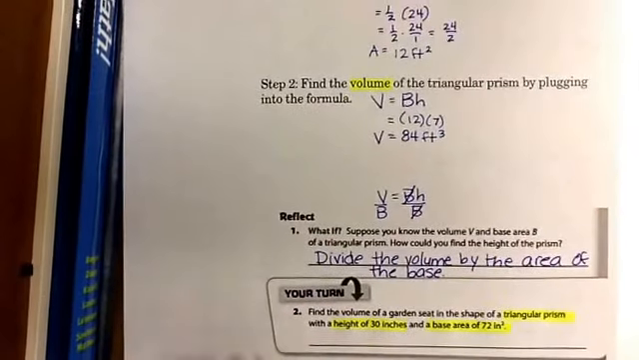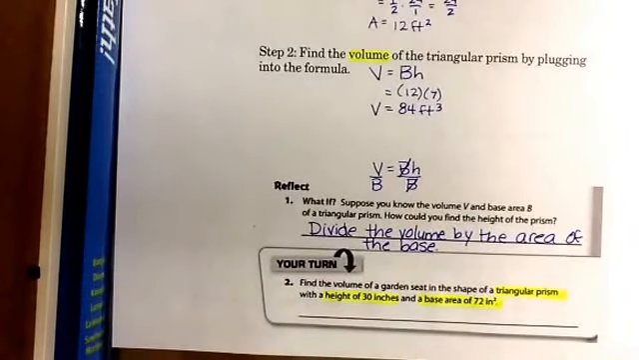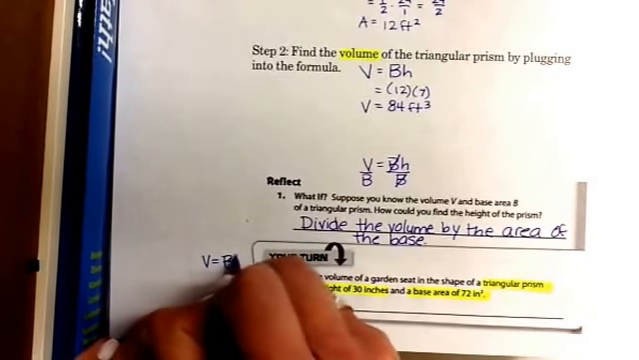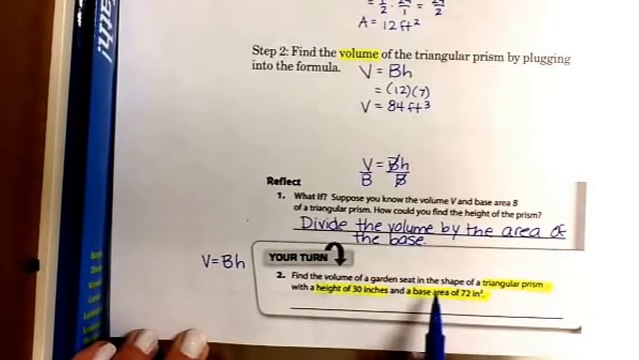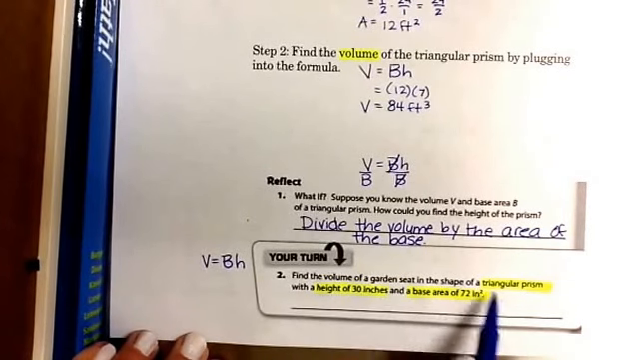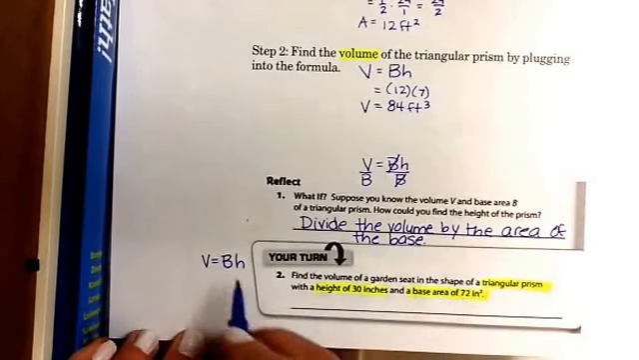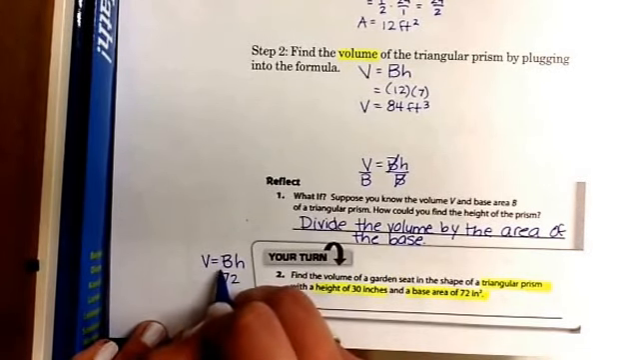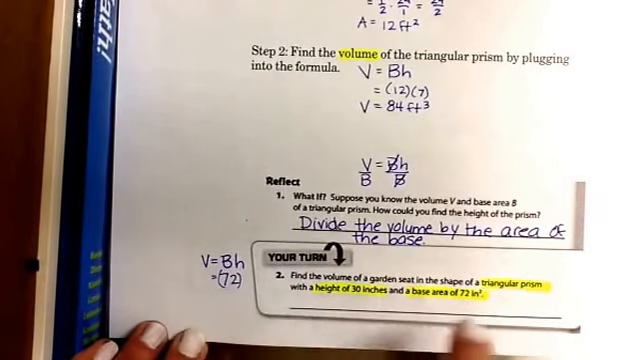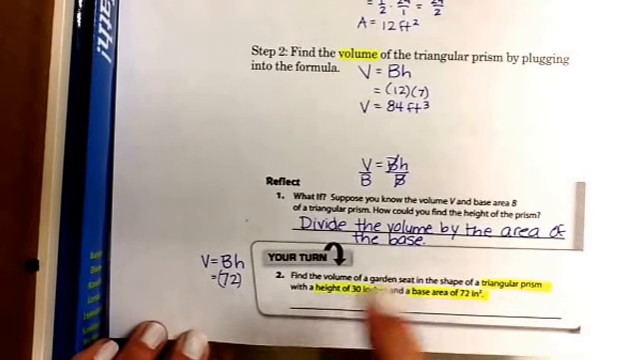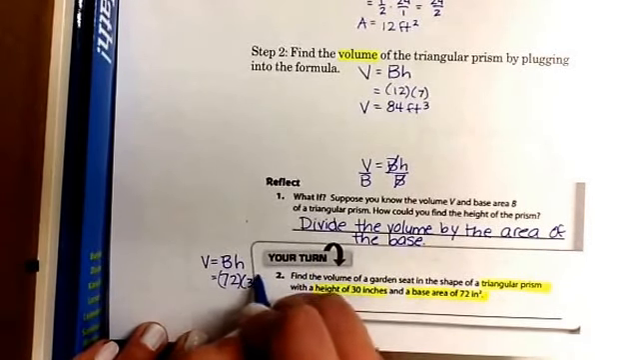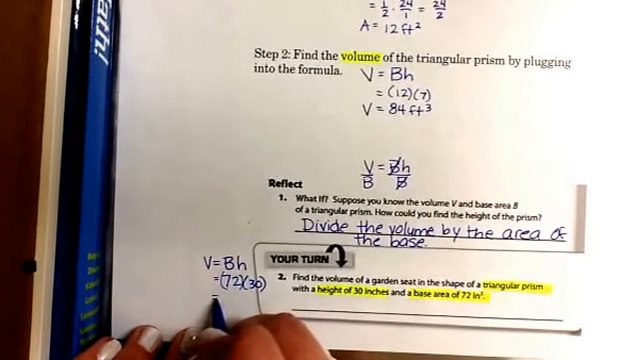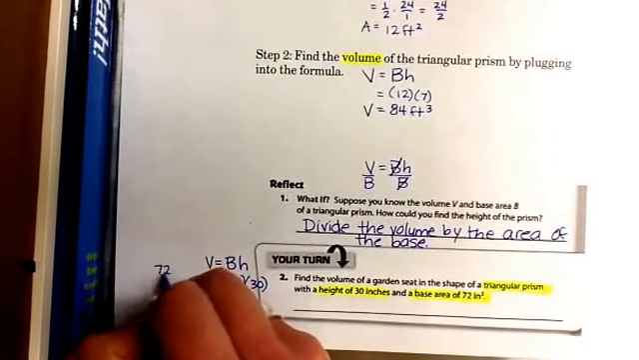All right. You should have started with your formula. I'm going to show my work off to this side. V equals B times H. In this case, they already told you what the base area was, so you didn't have to use your area of a triangle formula. So you're just plugging in the 72 inches squared times your height, which is 30, so you should have shown your plug-in. You should have multiplied 72 times 30, and you should have shown that work off to the side as well.